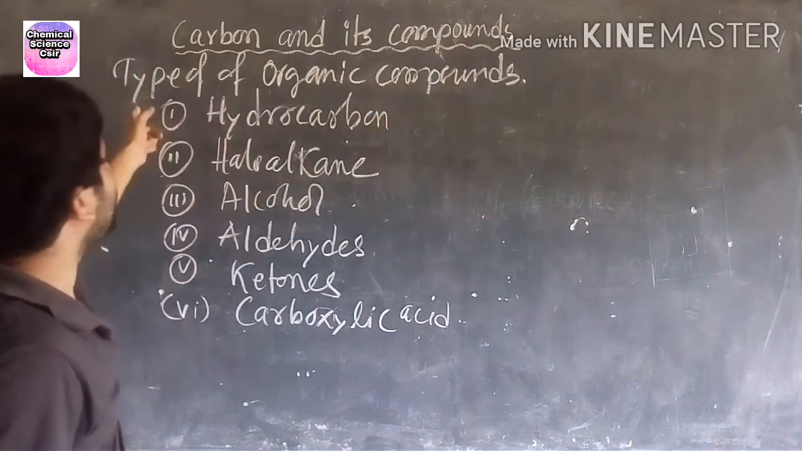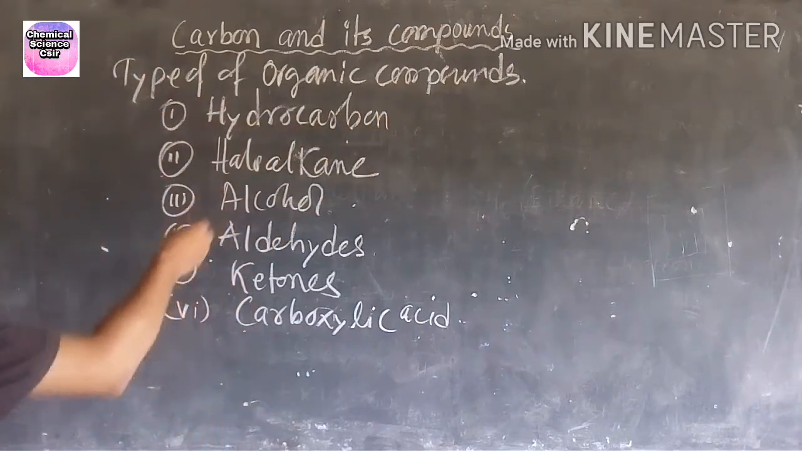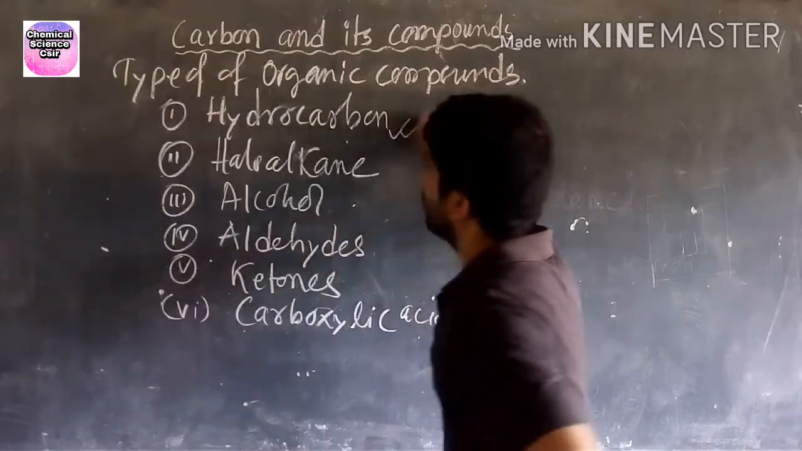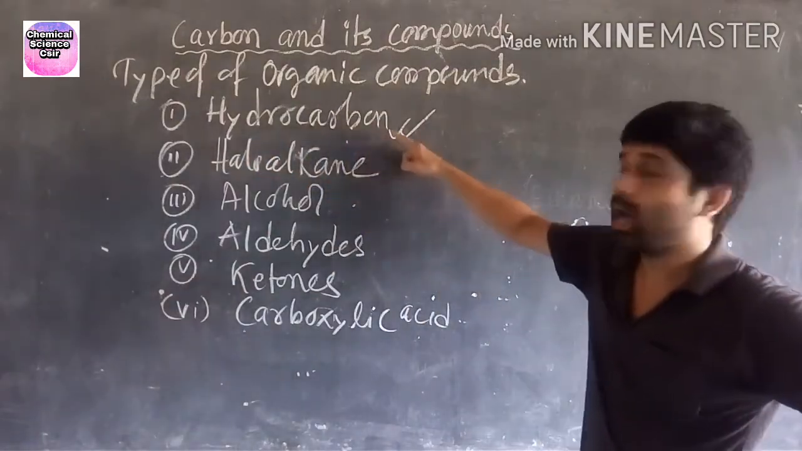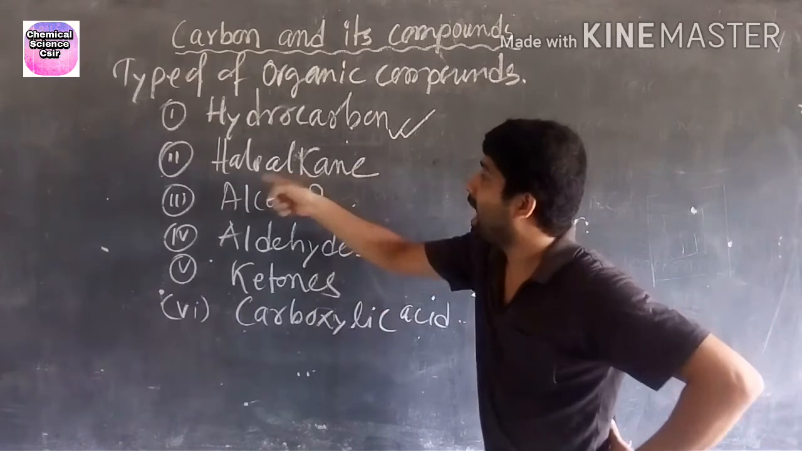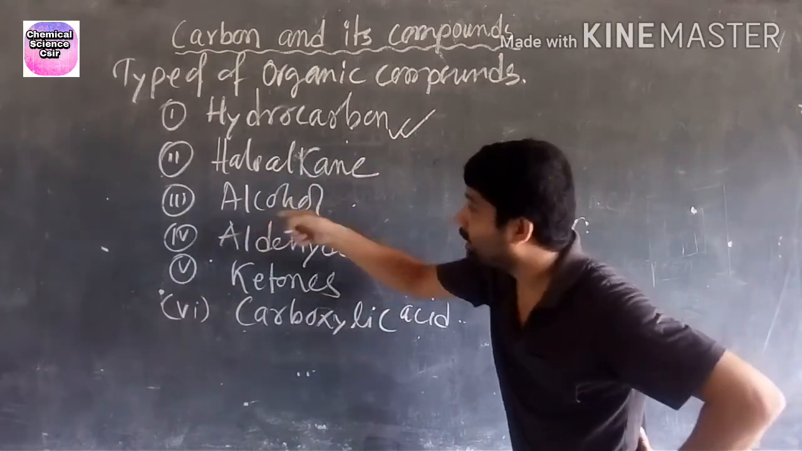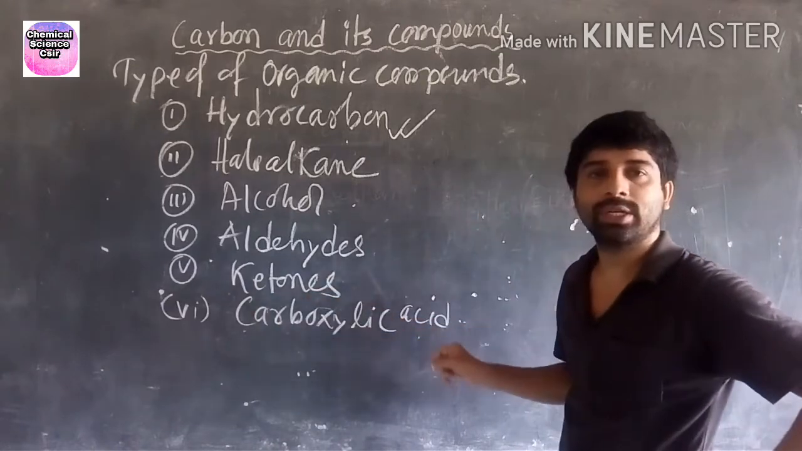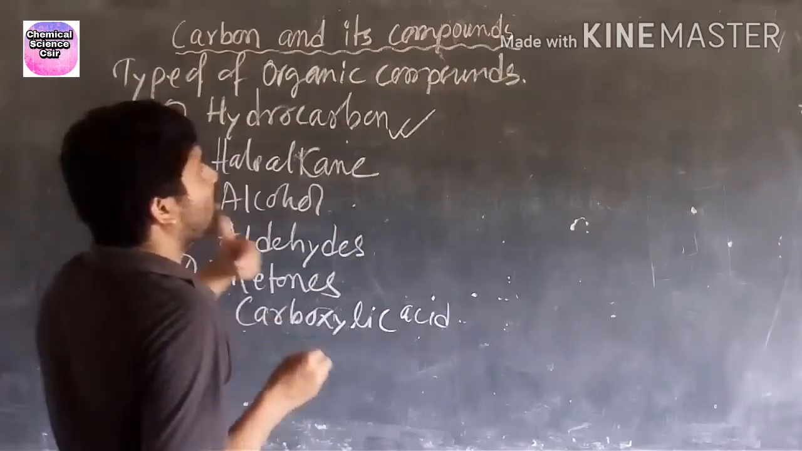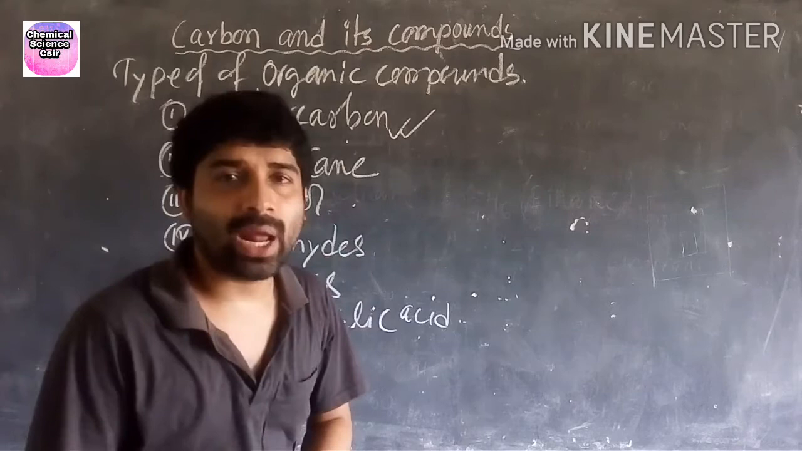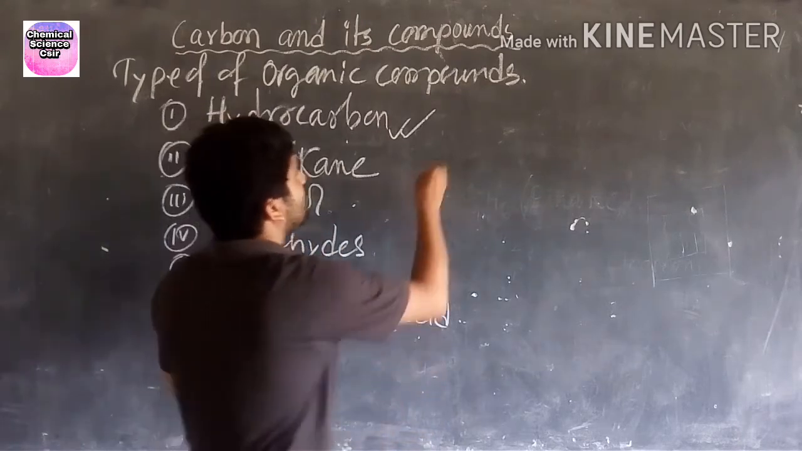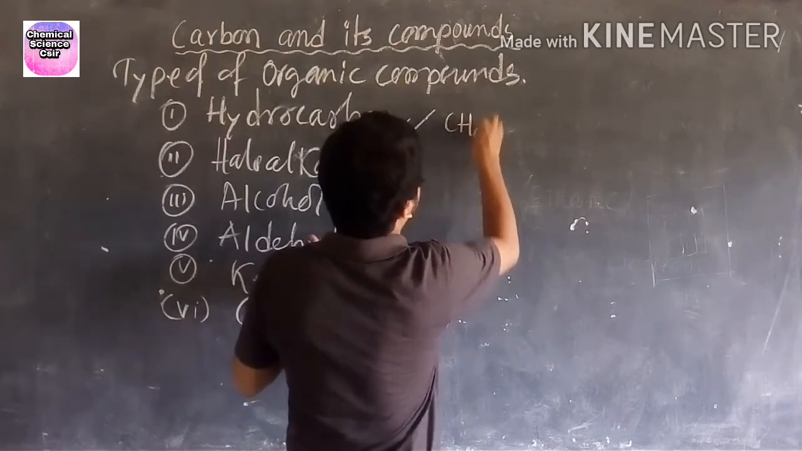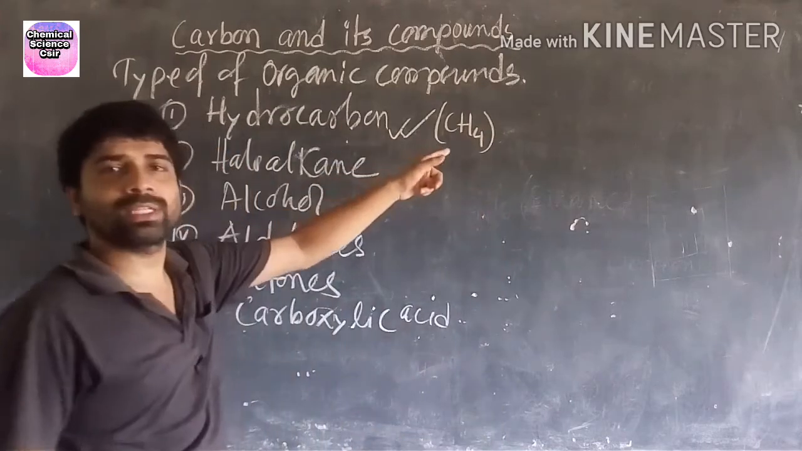Okay, so how many types of organic compounds? There are 6 types. First is hydrocarbon, second haloalkane, third alcohol, then aldehyde, ketones, carboxylic. Okay, so see, hydrocarbons means only hydrogen and carbon are present. Hydrogen and carbon, say methane. This is a hydrocarbon example.